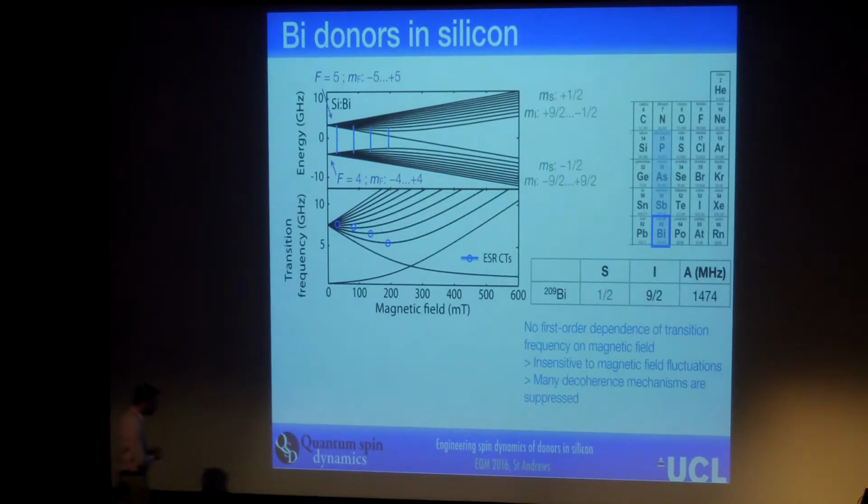clock transitions. They have various other names. And the key point is that there's no first order dependence of this transition frequency on the magnetic field. And what that means is that anything that looks like magnetic field noise or magnetic field inhomogeneity doesn't, to first order, lead to a change in frequency and therefore the energy and therefore the phase of the spin. So these are points at which we can expect the spin to be robust to magnetic field noise.